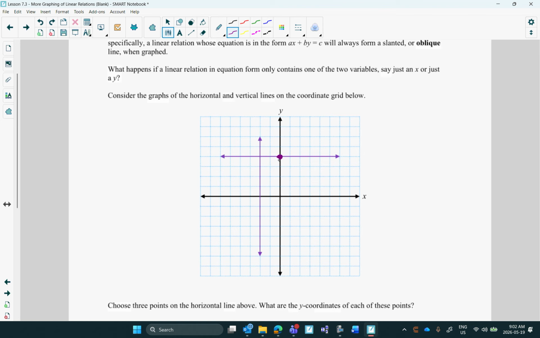0, 4 is one. Tell me another one. Oh, I understand. Positive 2, 4. Give me one over here. Positive 3, 4. Over here. Exactly. Negative 3, 4.